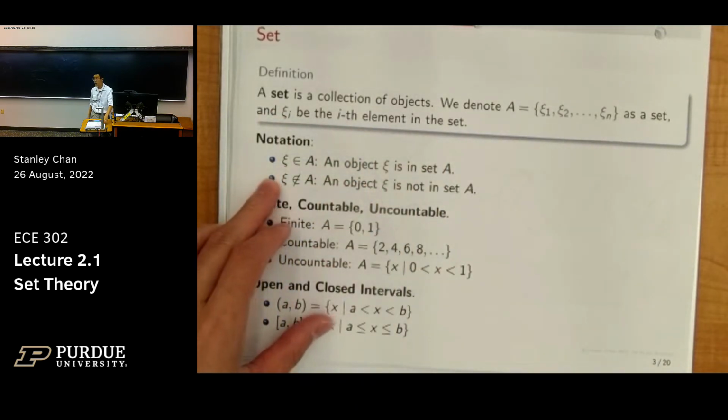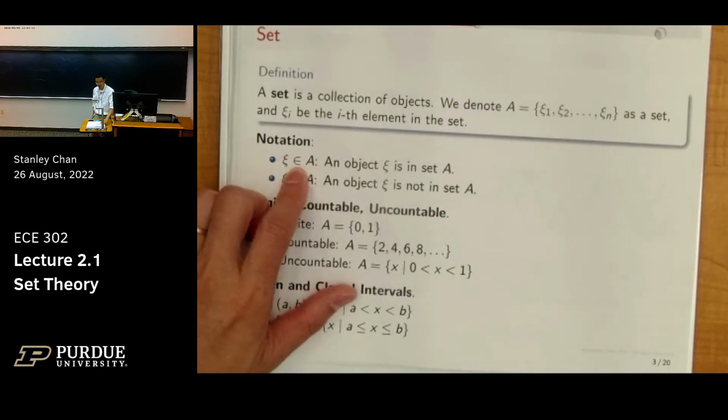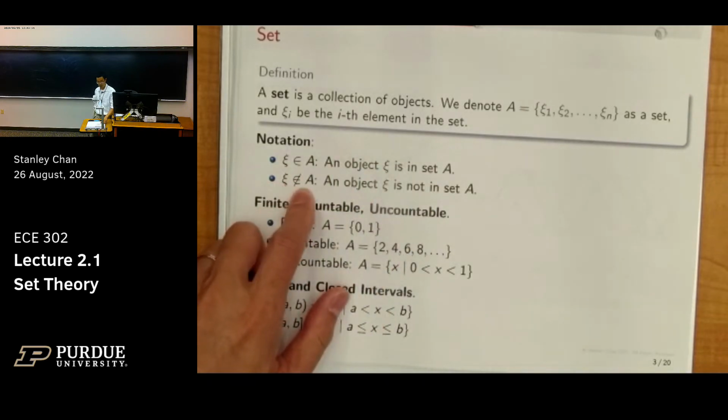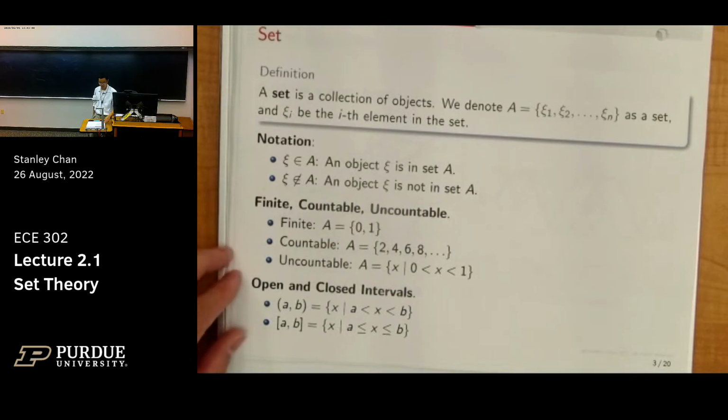Now, I have different notations in case you haven't learned them before. The psi in A means that an element psi is in the set A. I put this not in A, that means this element is not in the set A. So that's a notation I'm going to use.